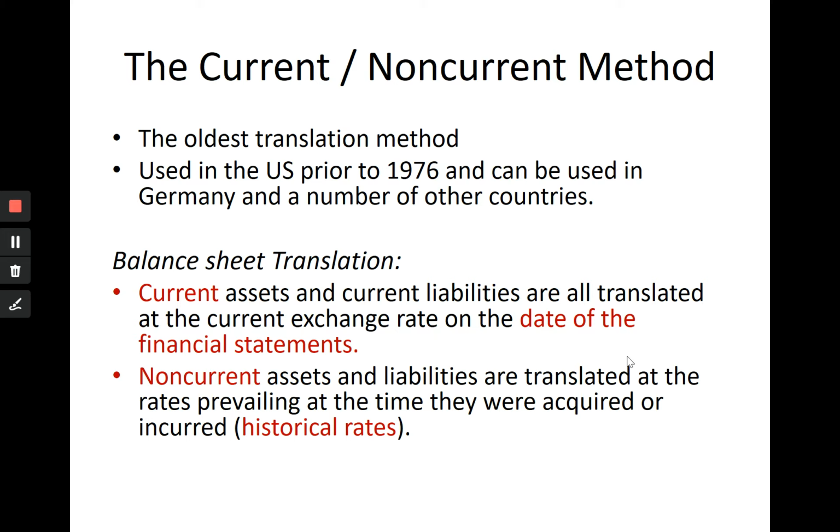This method is called the current non-current method, and the name itself would help us actually implement this method, because here you're looking at an asset and you're asking yourself, is this asset current or is it non-current? Recall from finance and accounting that current means less than a year.